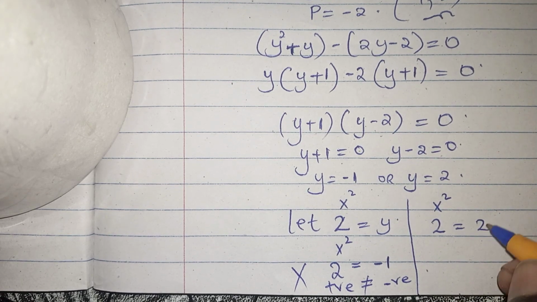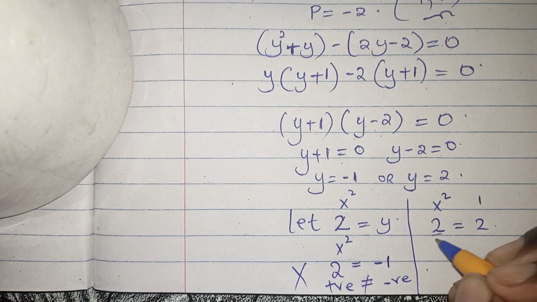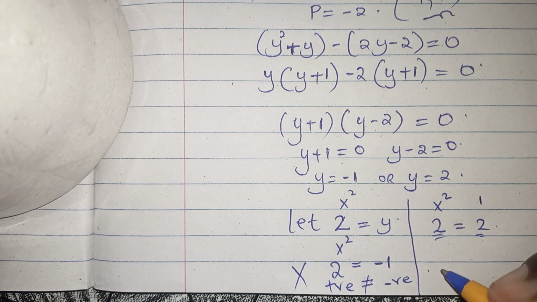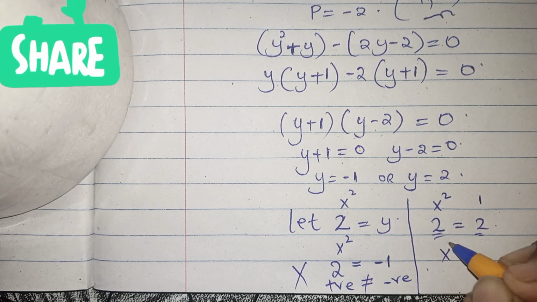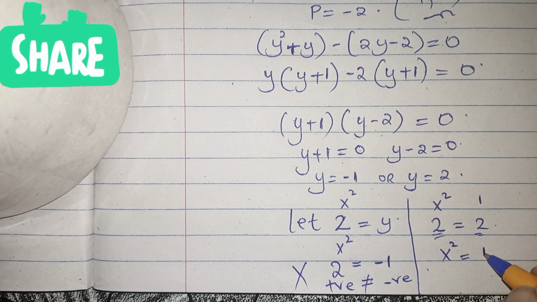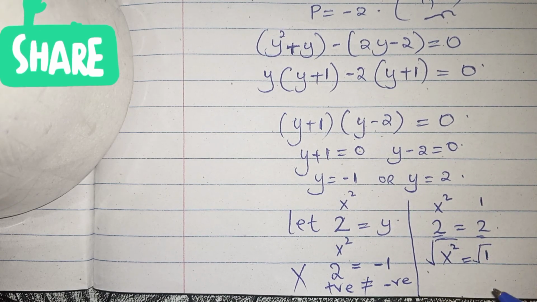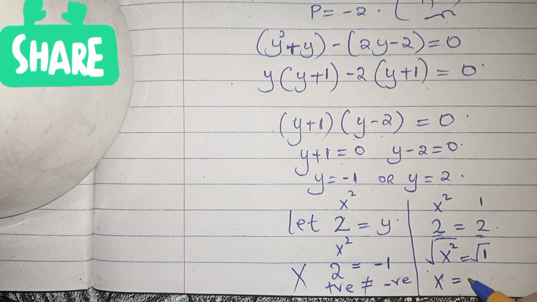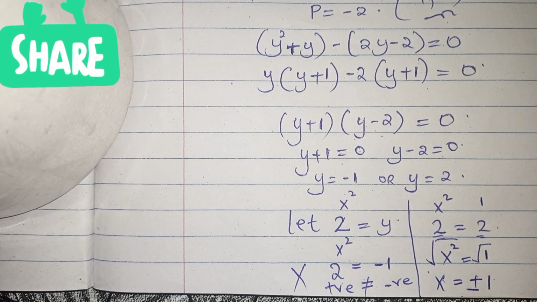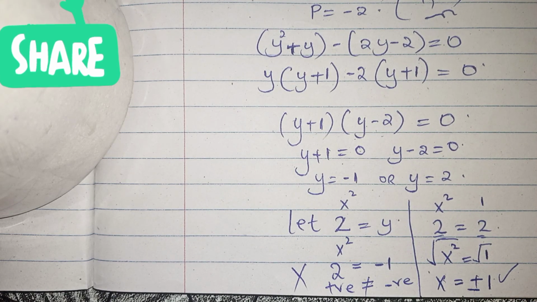So 2 we can write as 2 to the power of 1. Our bases are the same. We can equate our exponents. Therefore, x squared is equal to 1. So we shall square root this side and square root this side. x is equal to plus or minus 1. And this is our final answer.